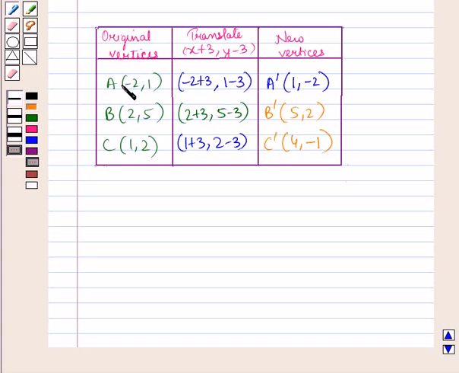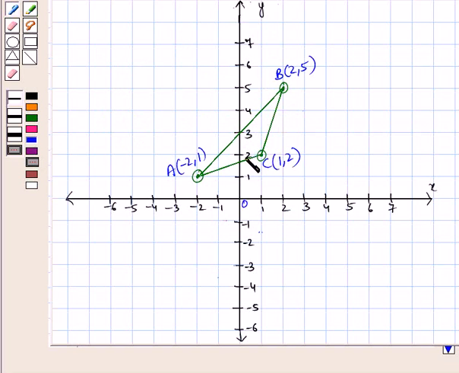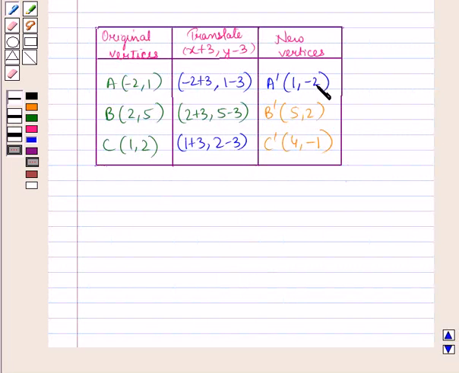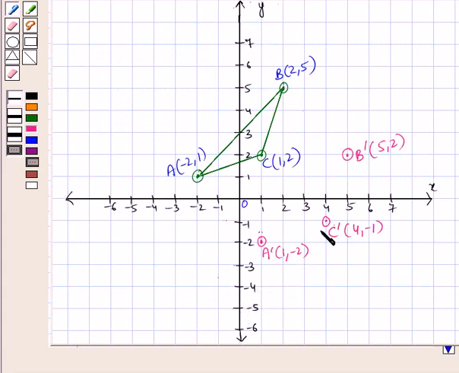Now first of all, we will plot the points A, B and C on the graph and join them. So here we have plotted the points A, B and C, and on joining them we get a triangle ABC. Now we will plot the new vertices on the graph. So here we have plotted the points A dash, B dash, C dash on the graph. Now on joining these points we get the new triangle A dash, B dash, C dash.